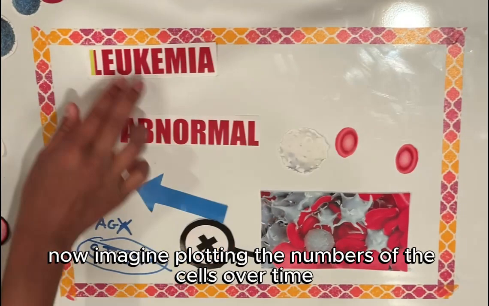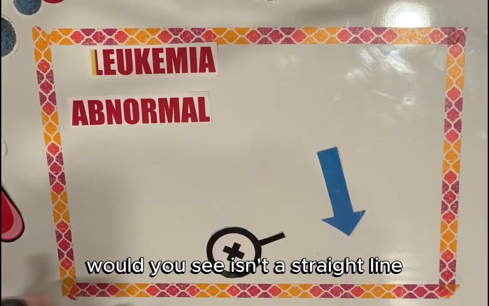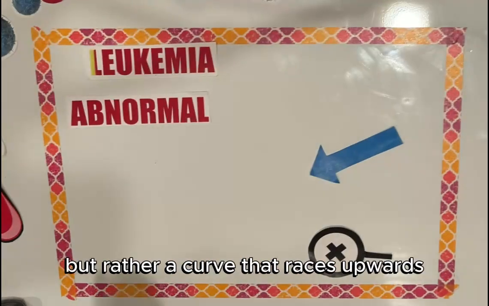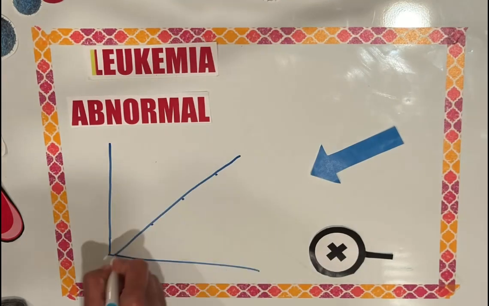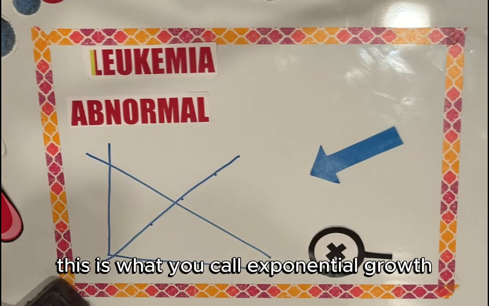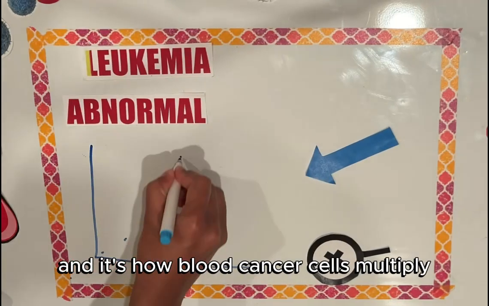Now, imagine plotting the numbers of these cells over time. What you'd see isn't a straight line, but rather a curve that races upwards faster and faster. This is what you call exponential growth, and it's how blood cancer cells multiply.